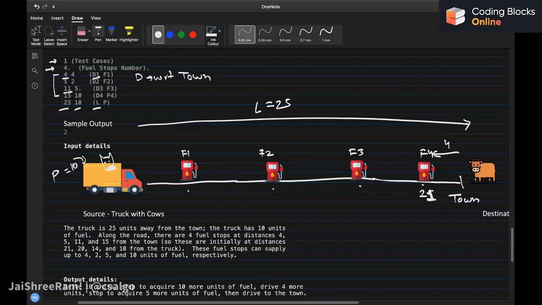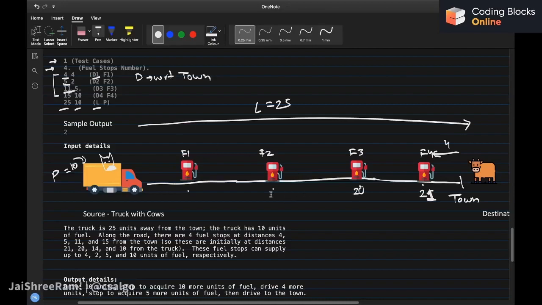So that would mean it is actually at... okay, there is another fuel stop which is 5 units away. So there is a fuel stop at 20. There is a fuel stop 11 units away.